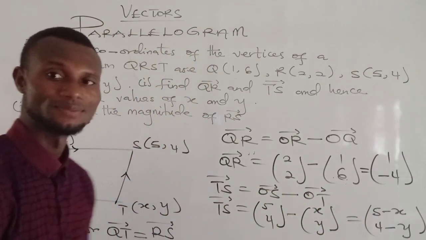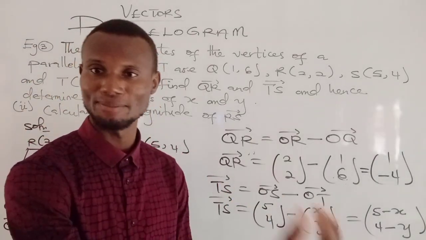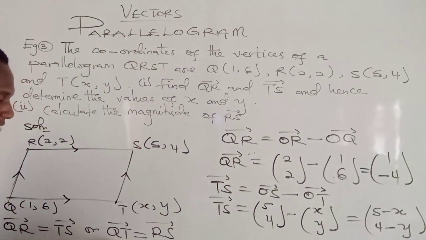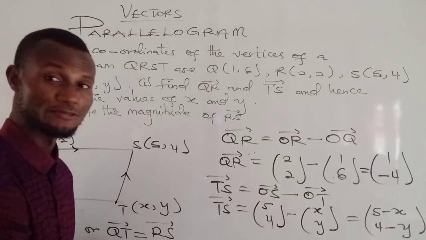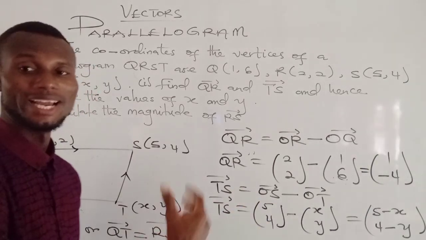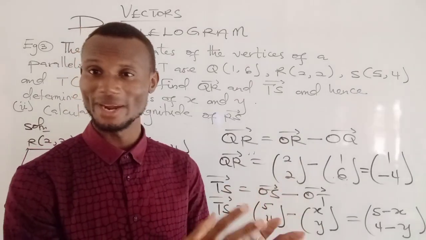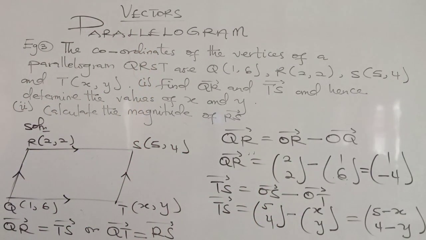That notwithstanding, if you choose to use the second equation, you will get the same answer, just that you have to now go and find the vector QT and also the vector RS before you can equate them and solve for the values of S and Y. So to make the work simple for us, let's take the first one. I'm going to use the first one.